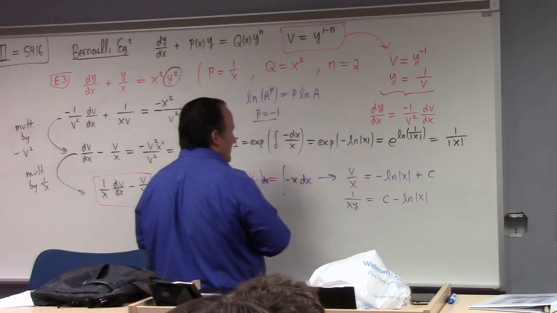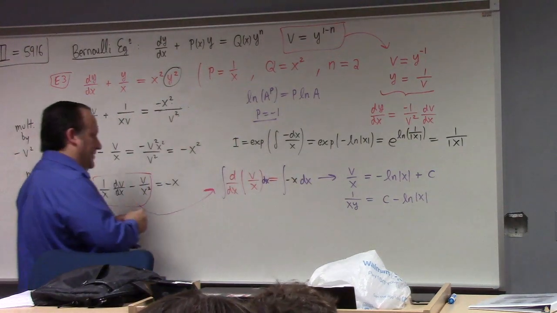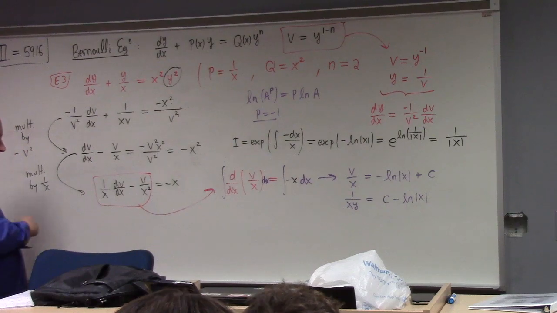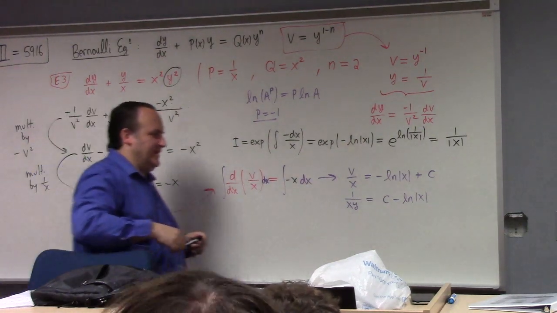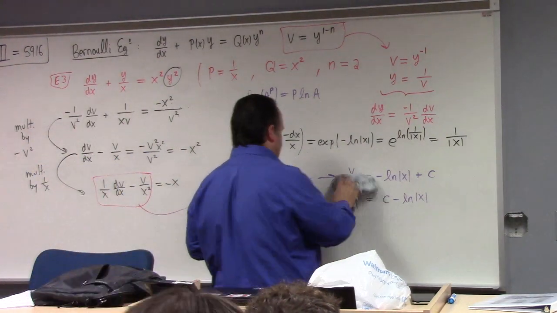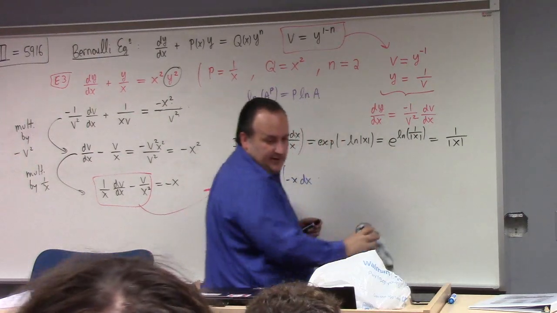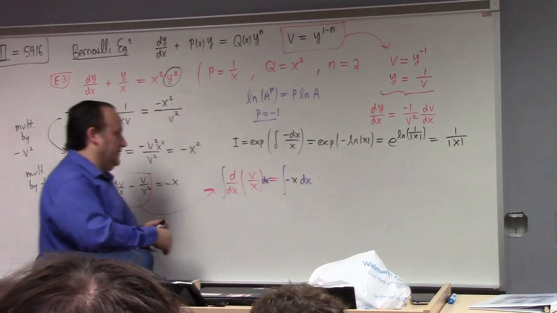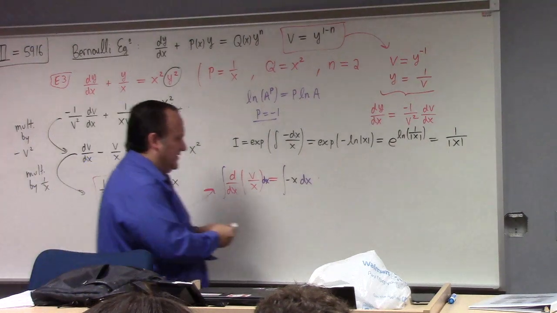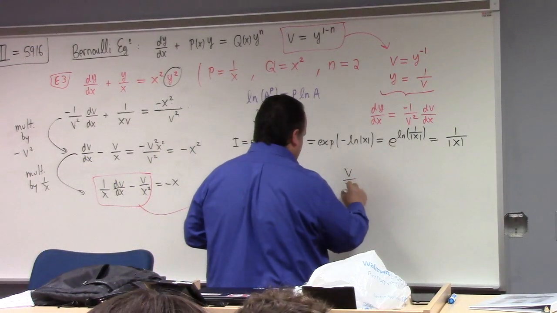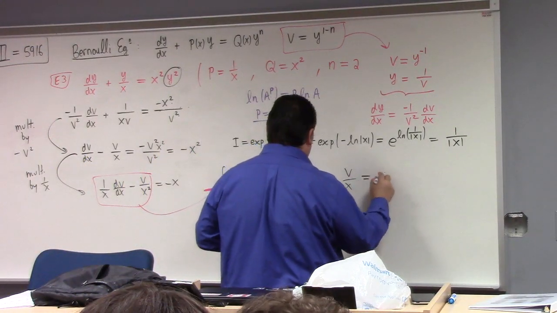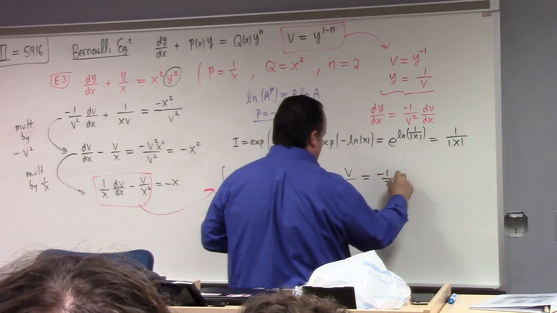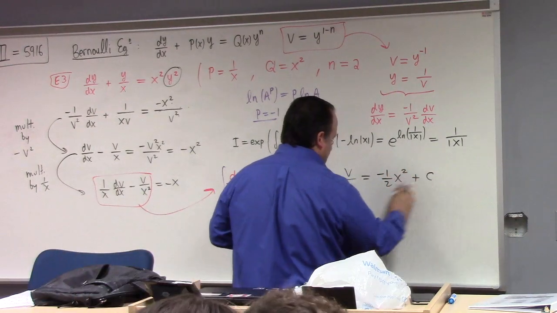Oh man, see? And, well, anyway. I was like, I don't remember there being a natural log in the solution. That's right, because there wasn't one. Dummy. All right, me, not you. So when I integrate, I get v over x. What? 1/2 x squared plus a constant.